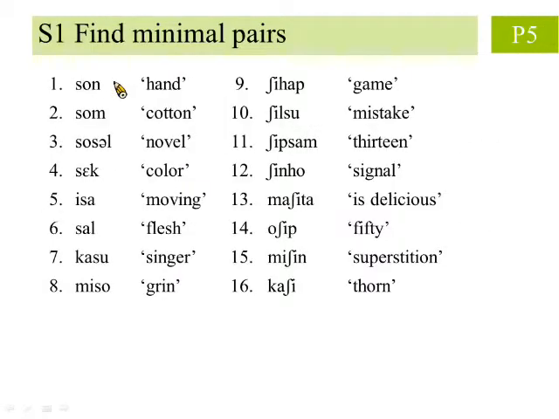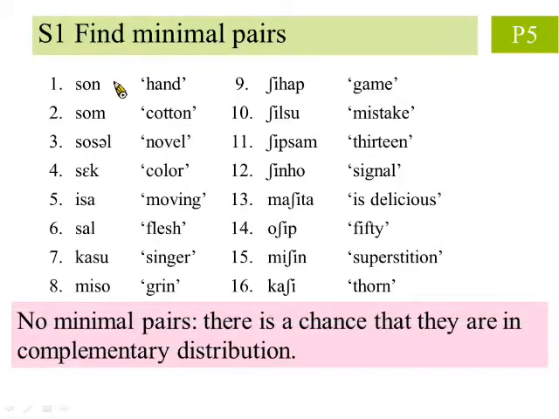First, we try to find minimal pairs. After checking, we see that there are no minimal pairs. In other words, the environments the two sounds occur in are different. This means there is a high chance that they are allophones of the same phoneme.